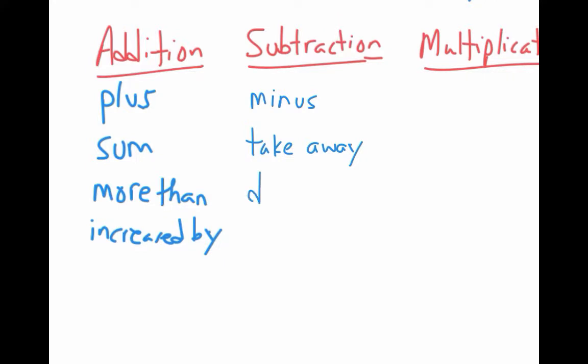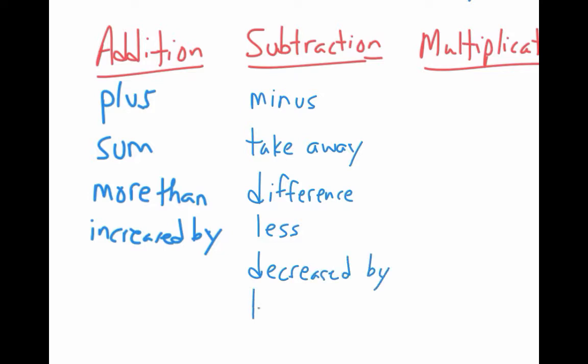Okay, so we have difference. Like if you want to do the difference in two people's heights, you subtract the tall one minus the smaller one. Okay. Less than. John has 5 less than 8 or something like that. Less than. There we go. Decreased by. And we'll probably stop with that, so we'll stop for that list.